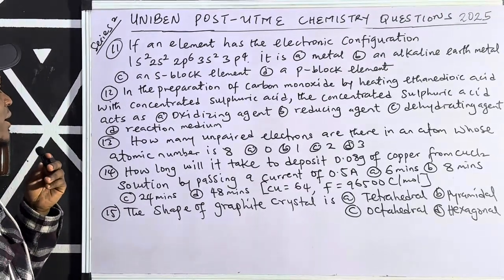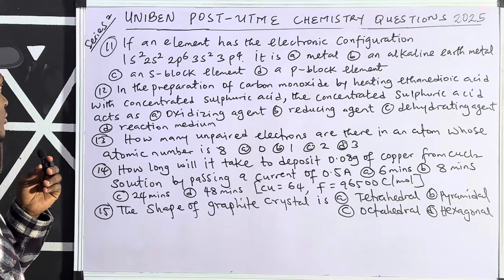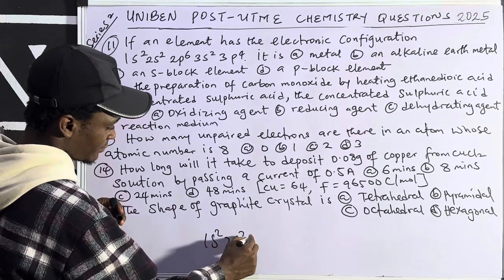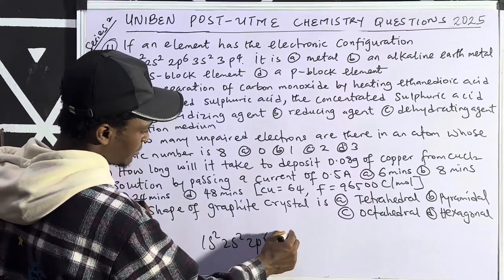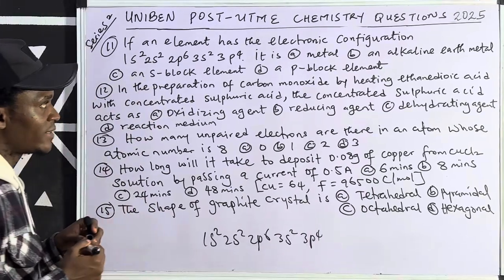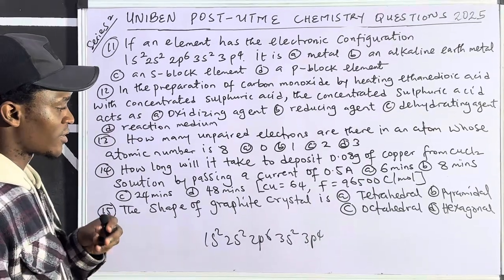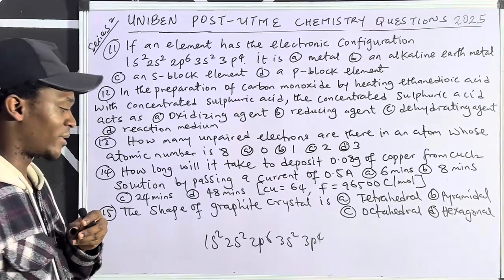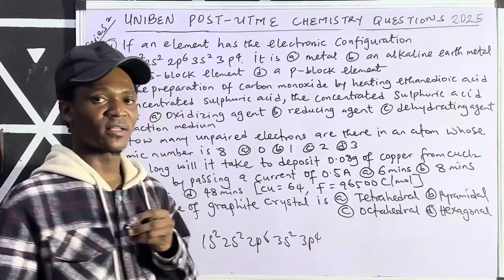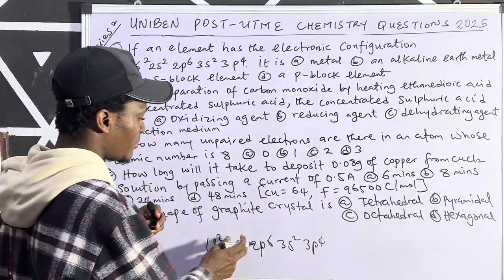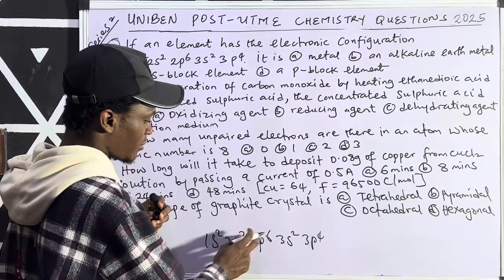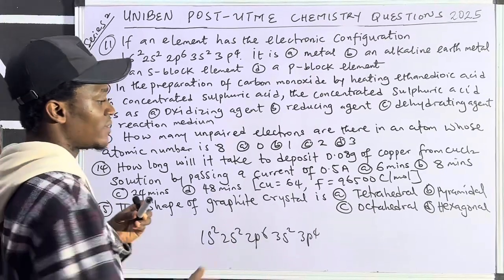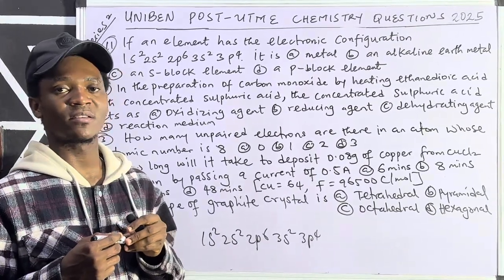Question 11. If an element has the electronic configuration 1s2, 2s2, 2p6, 3s2, and 3p4, it is dash. So considering this element, there is a way students can use to identify the element by simply adding up these powers, and then you get the atomic number of the element. When you add up these powers, these are the number of electrons. So 2 plus 2 plus 6, that's 10, then plus 6, that's 16. So it's obvious that this element is sulfur because sulfur is found in the 16th position.